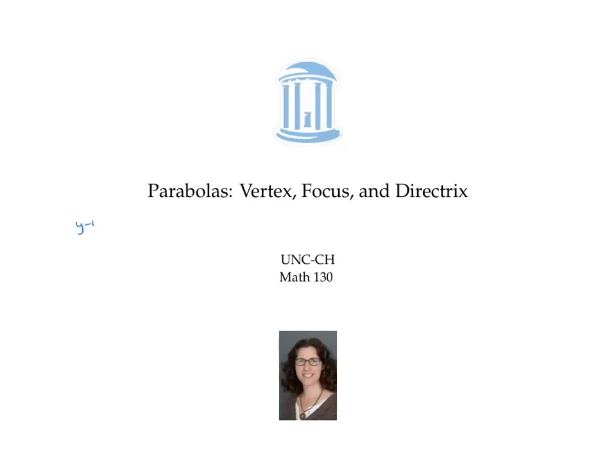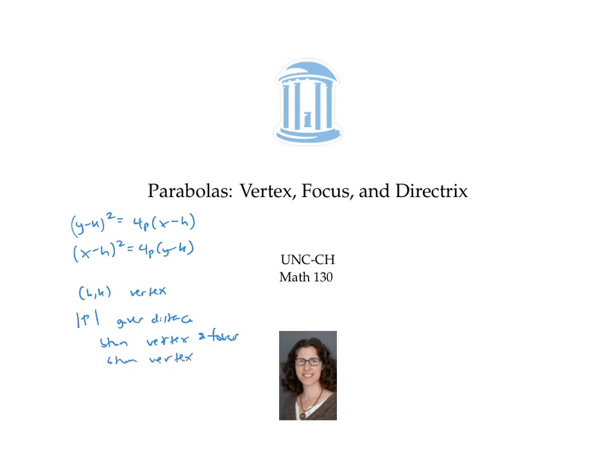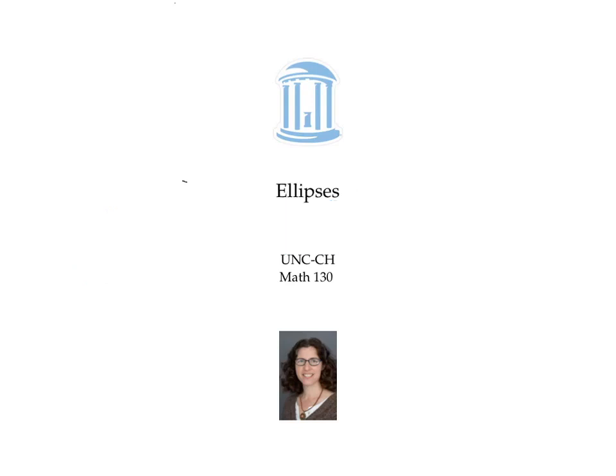The forms (y − k)² = 4p(x − h) and (x − h)² = 4p(y − k). In these equations, (h, k) represents the vertex, and the absolute value of p gives the distance between the vertex and the focus and between the vertex and the directrix. Parabolas in the first form open right if p is bigger than 0 and left if p is less than 0, and parabolas in the second form open up if p is bigger than 0 and down if p is less than 0. This video is about ellipses.